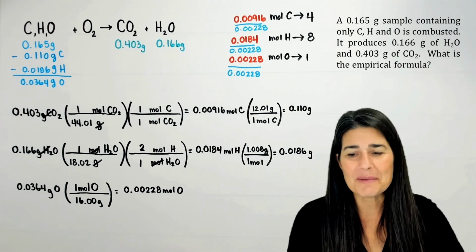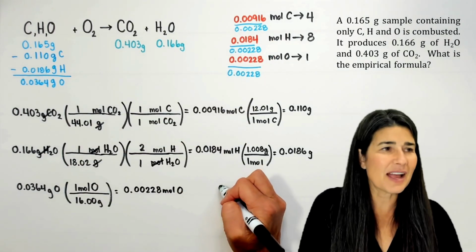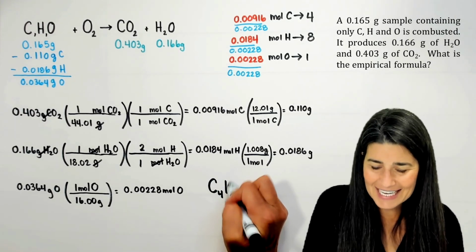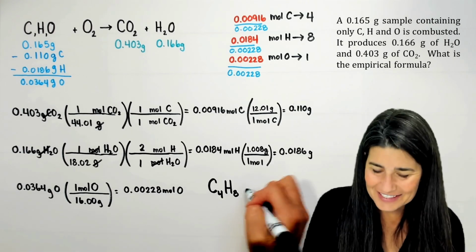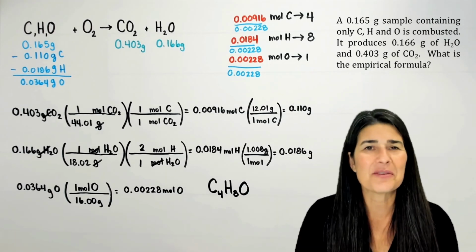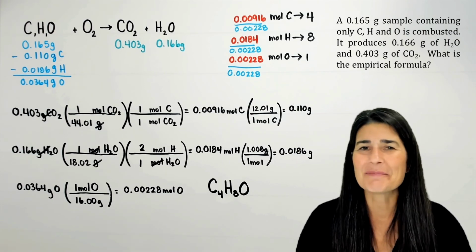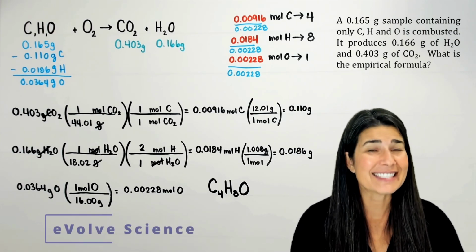So the empirical formula at this point, we have 4 carbons. I'm going to write that right here, C4. We have 8 hydrogens, H8, and then we have 1 oxygen atom, O, and we leave out the subscript 1. So there is our empirical formula using combustion analysis. I hope that helps. Stay organized. Take care.